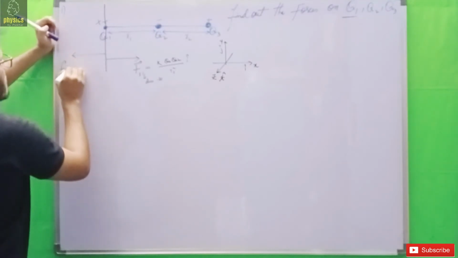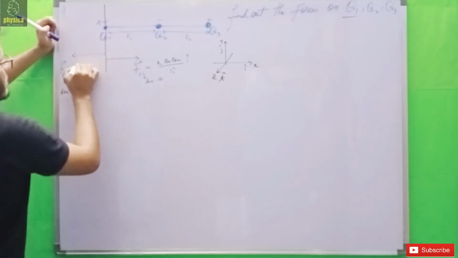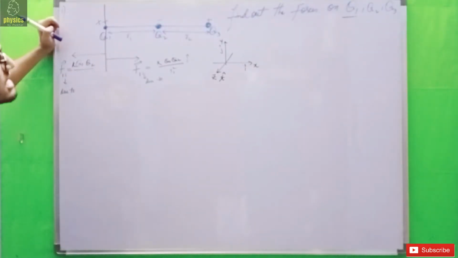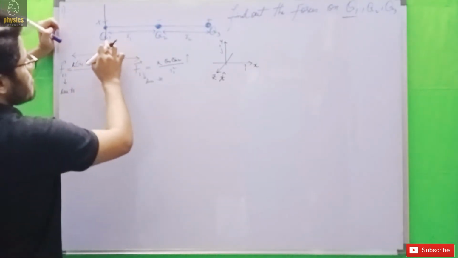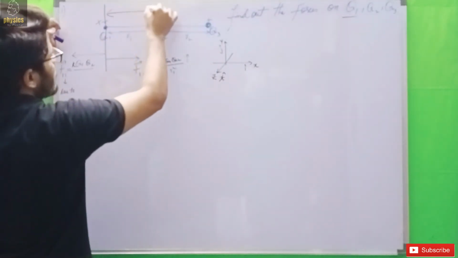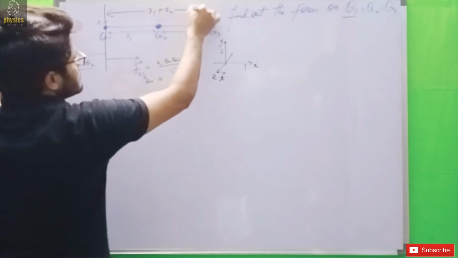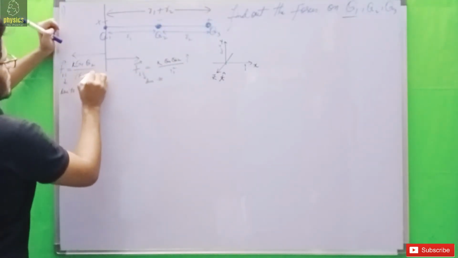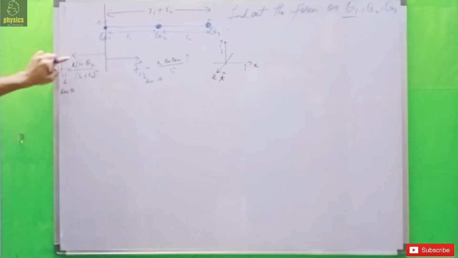So it's a vector. Now what is the magnitude? The magnitude is K Q1 Q3 divided by the distance between them. What is the distance from Q1 to Q3? The distance is R1 plus R2, so R1 plus R2 whole square. Now this is just a magnitude.